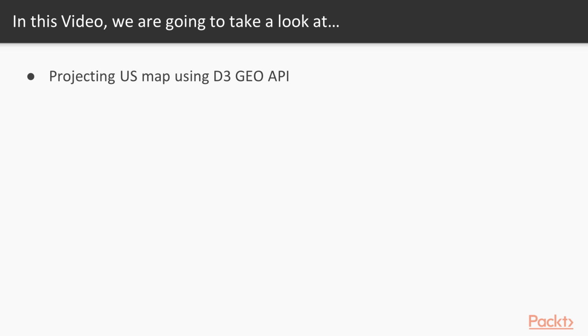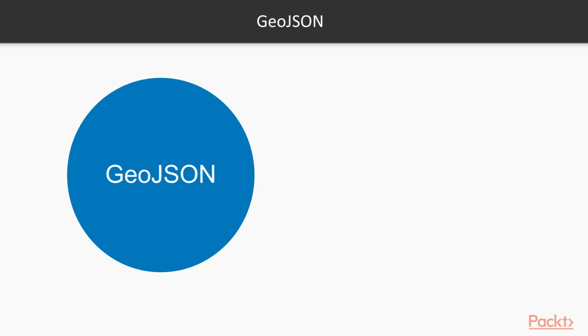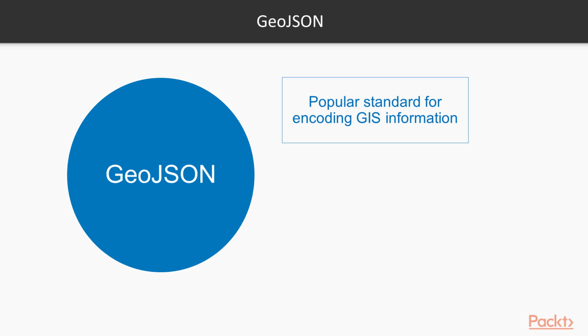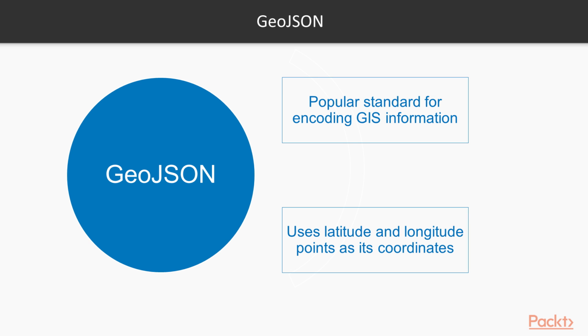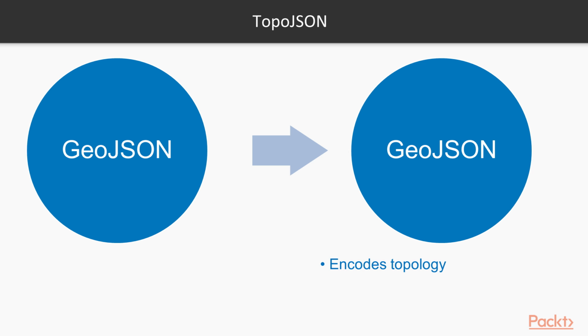In this video, we will be projecting the U.S. map using D3Geo API. Before we begin, I recommend you familiarize yourself with a few different JSON data formats for describing geographic data. Let's take a look at how geographic data are typically presented in JavaScript. The first JavaScript geographic data format we're going to touch upon is called GeoJSON. GeoJSON format is a very popular standard for encoding GIS information. It uses latitude and longitude points as its coordinates. Therefore, it requires any software, including D3, to find the proper projection, scale, and translation method in order to visualize its data. Next is TopoJSON.